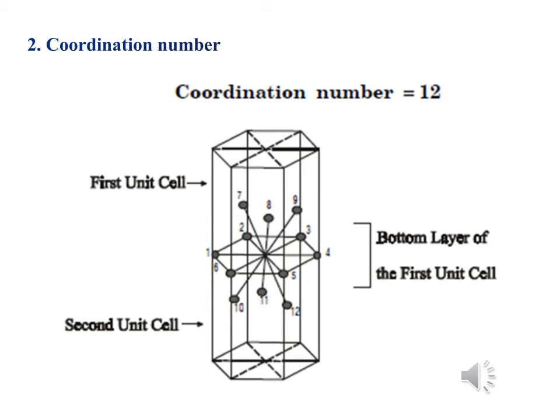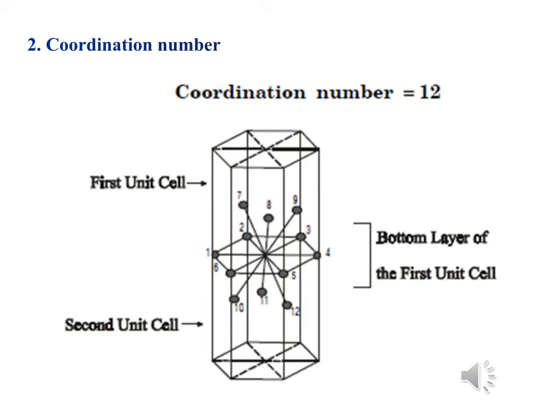Second one, coordination number for HCP. The HCP crystal structure is considered to have 3 layers: top layer, bottom layer and middle layer, as shown in the figure. In the top and bottom layers, the base-centered atom is surrounded by 6 corner atoms. In the middle layer, there are 3 atoms inside the unit cell.